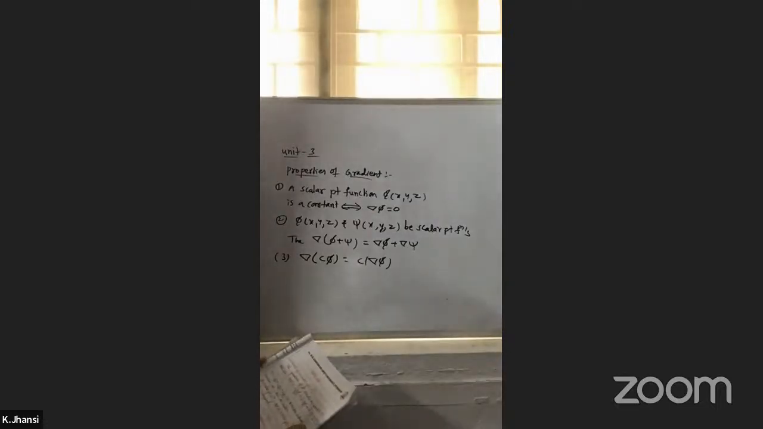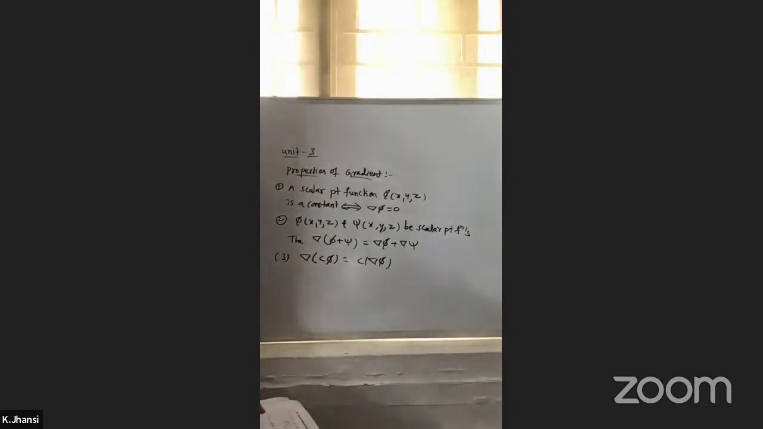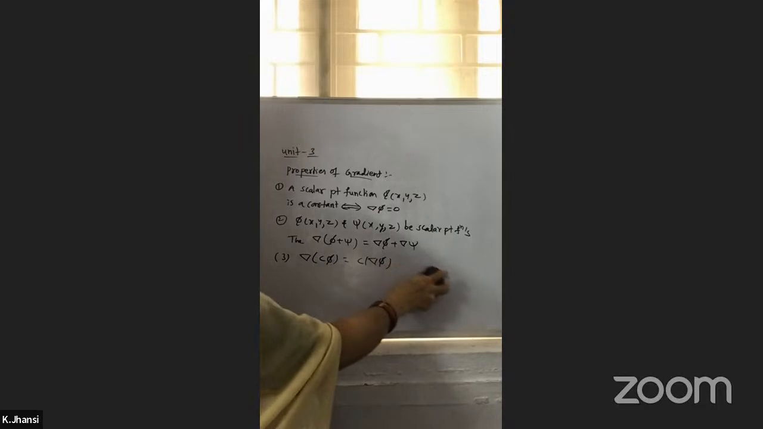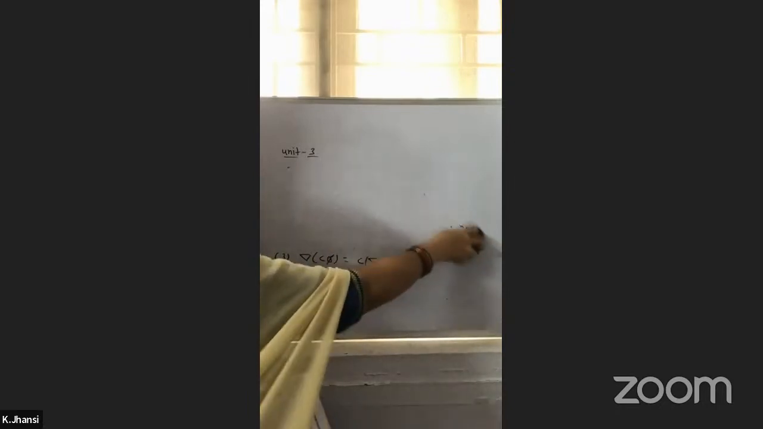Next, we'll see one problem on how to find the gradient of a function. The del phi value will be given in the problem. If you write that, it's enough. So these properties you will get for the objective type of questions.